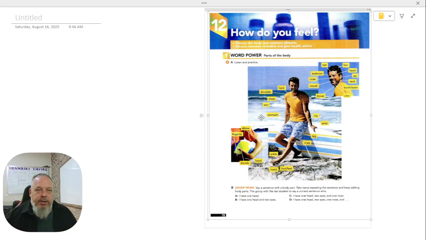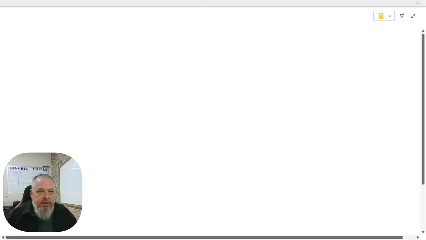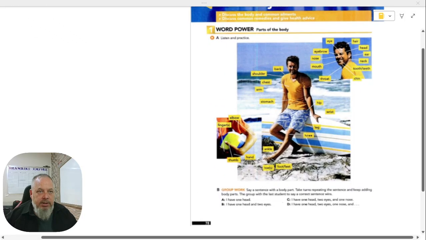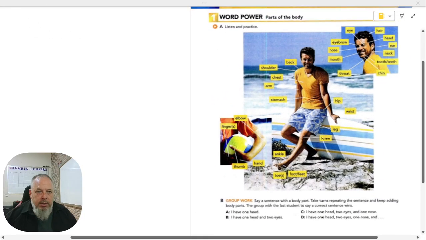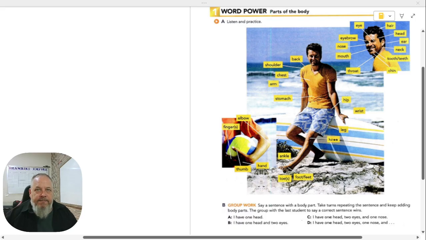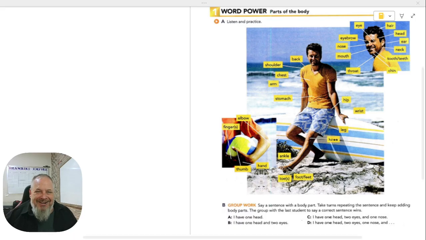Remedies, treatments, remedies. So the first thing we have is the word power. Parts of the body. Let's give that a listen, and then we will discuss it. Let me see if I can bring this a little bit closer. Bismillah. Here we go. If there are some words in your books that are not clear, hopefully you can see them here and write them in your book. So let's listen first and then we'll discuss them. Bismillah.